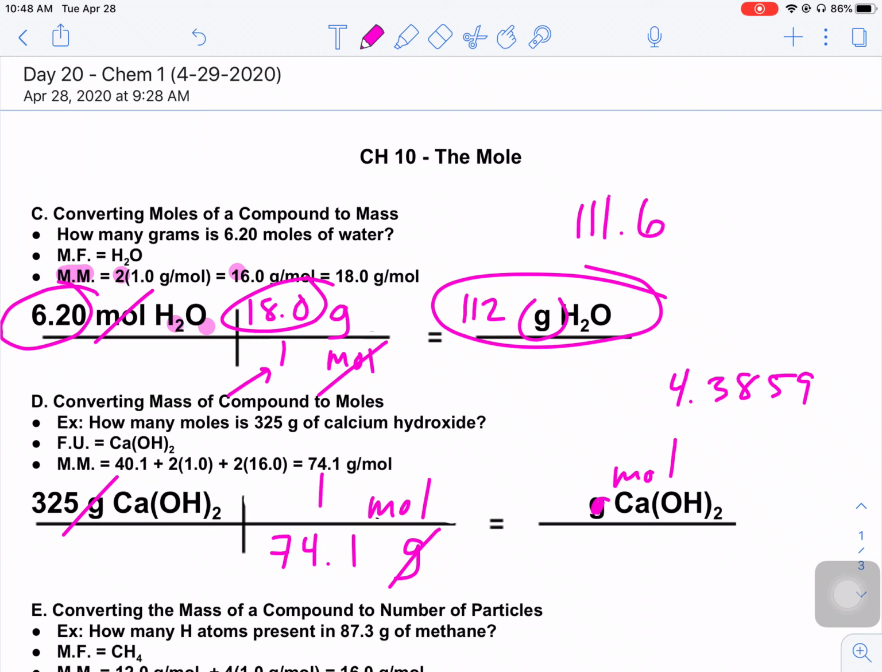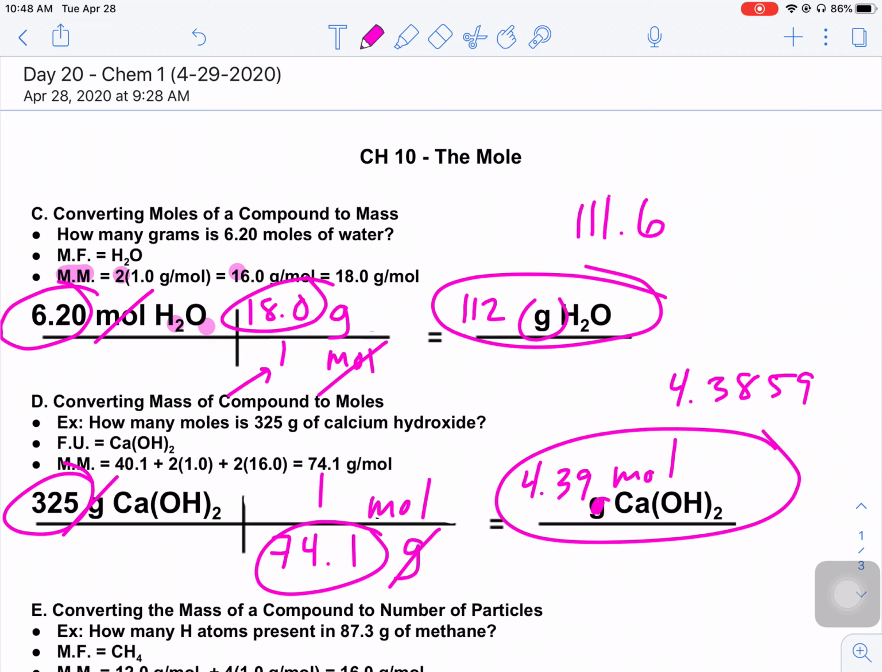4.3859, and it keeps going on. But sig figs, we've got 3 sig figs on top, we've got 3 sig figs on bottom. I believe that we can keep 3 sig figs. So let's call this 4.39 moles. Okay, so that's grams of calcium hydroxide to moles.